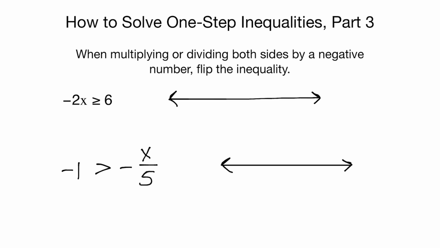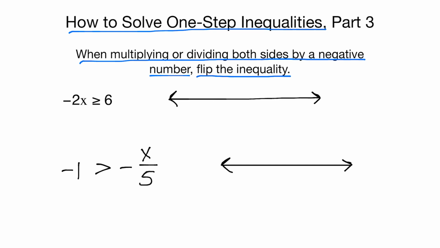In this video, we're going to talk about how to solve one-step inequalities. And this time we're going to talk about when we're multiplying or dividing both sides by a negative number. Then we need to flip the inequality. Okay, so when you're multiplying or dividing both sides of an inequality by a negative number, you must flip the inequality. We'll talk about why at the end of the video.